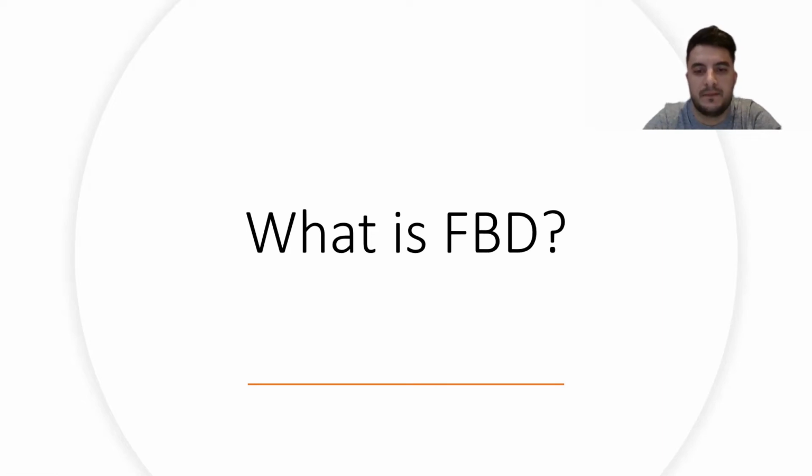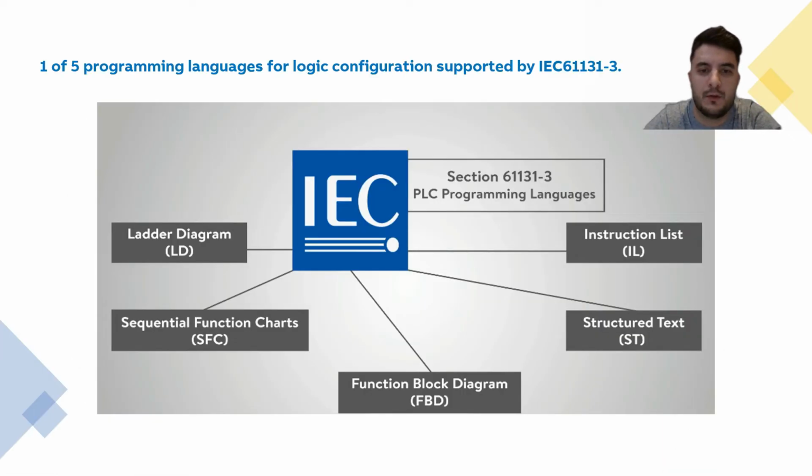What is FBD? FBD means function block diagram. As per IEC standard 61131-3, which covers PLC DCS programming language, there are 5 programming languages: ladder diagram, sequential function chart (SFC), FBD, function block diagram, structure text (ST), or instruction list (IL).